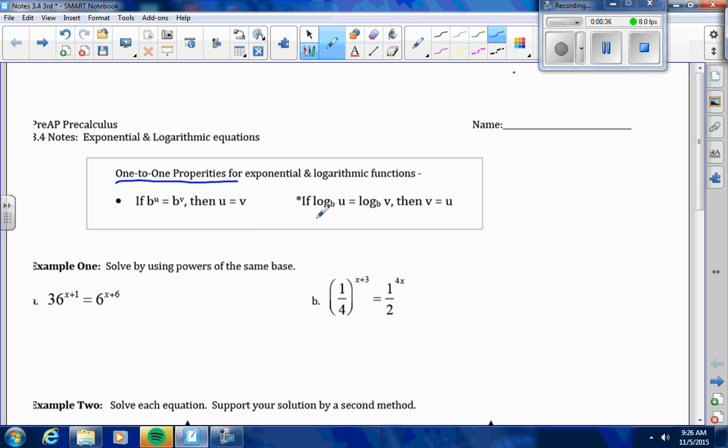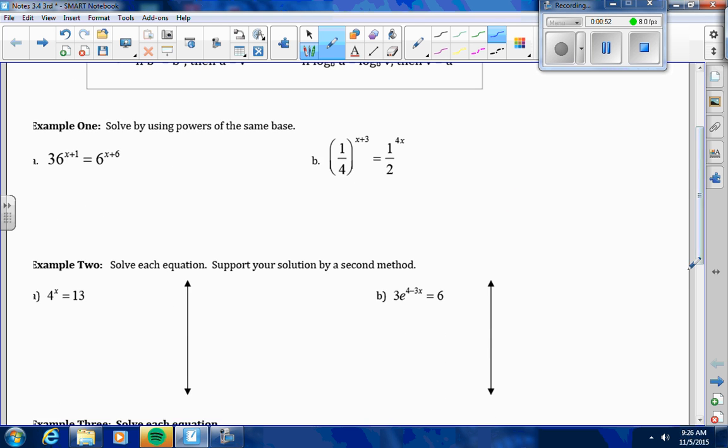The second one says, if you have log base b of u equals log base b of v, then the u and the v have to equal each other. Okay? So let's look at some examples.